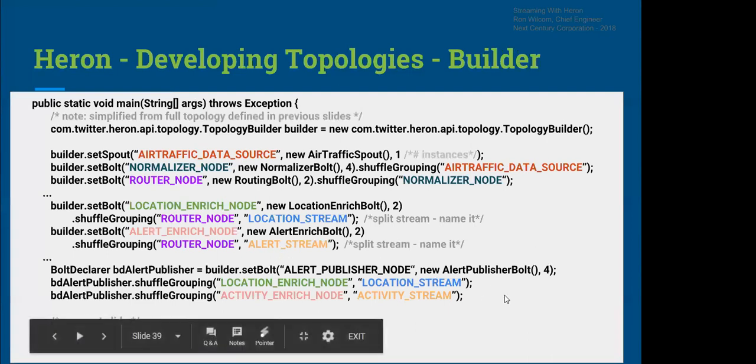Let's see here at the end. This is joining 2 streams together, I think. Yeah, so for the publisher node, I'm going to have 4 instances of that, and it's going to create a shuffle grouping, pulling data from the location and activity stream.